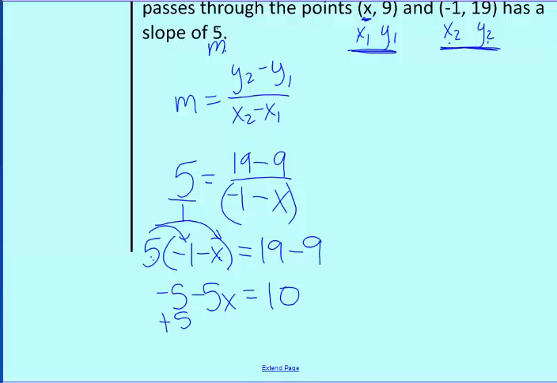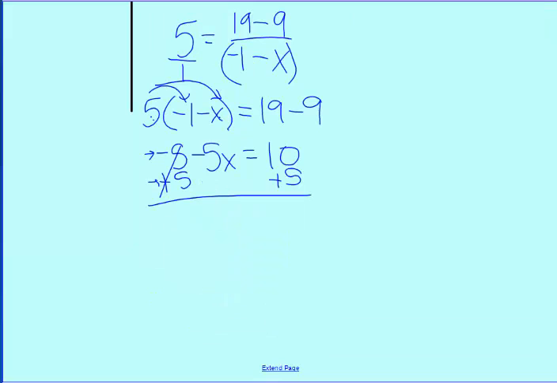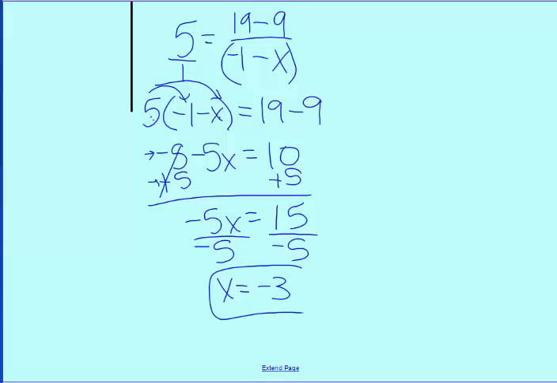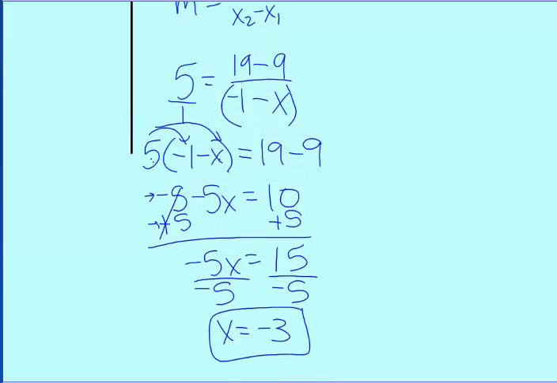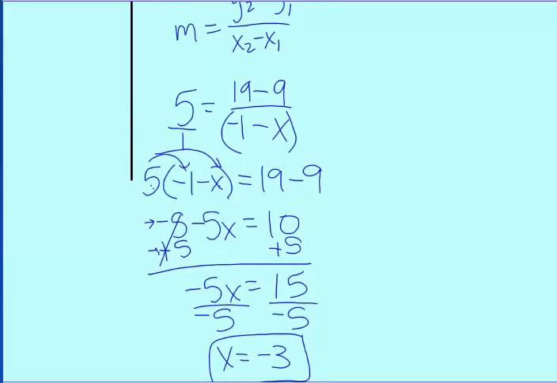Then add 5 to both sides. Remember, we're always doing the opposite. So you have a -5 and a +5, so that cancels, means 0. -5x equals 15. And then you divide both sides by -5. So x equals -3. So the x has to be -3 so that the slope of our line is 5.